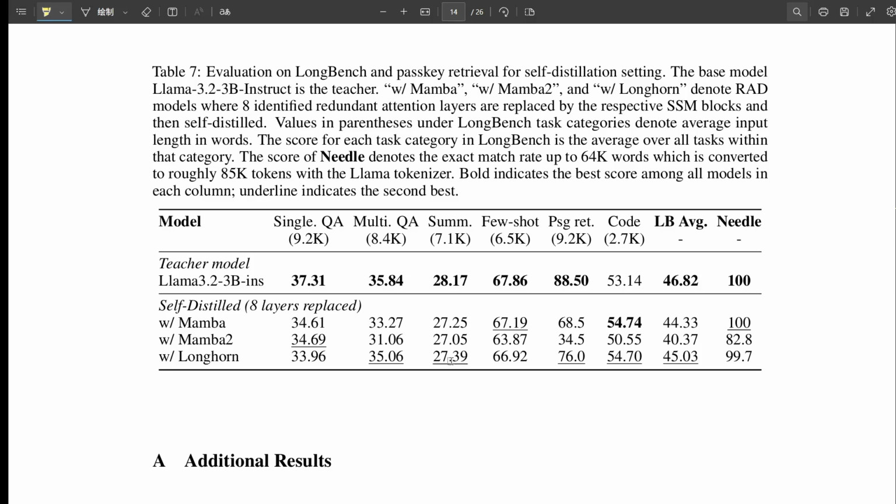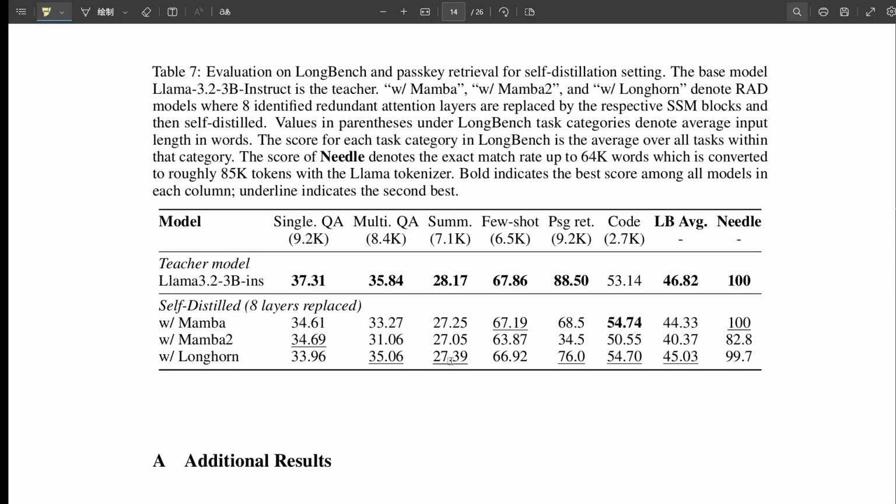Did replacing attention layers hurt there? They evaluated on benchmarks like LongBench and passkey retrieval. Even though these self-distilled RAD models were trained with a relatively short context window, 2048 tokens, I believe. Pretty short for long context tests. Yeah, but they showed resilience on most LongBench tasks.